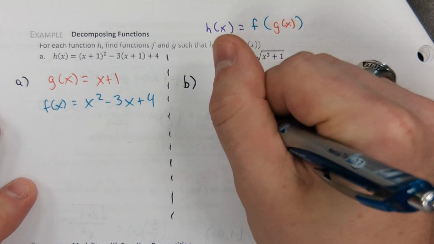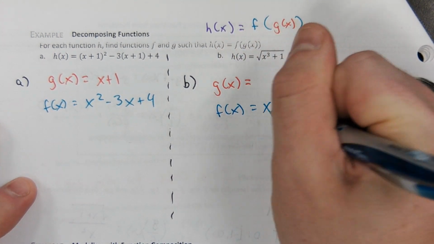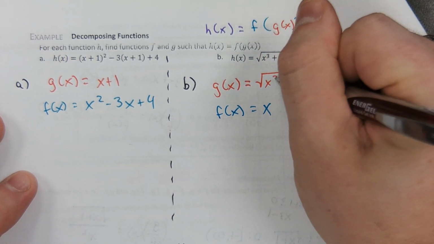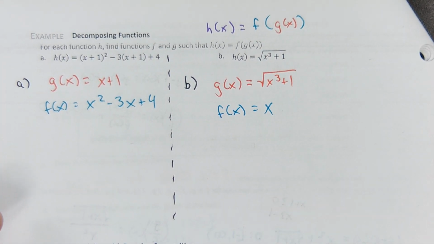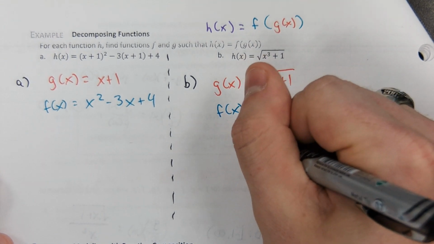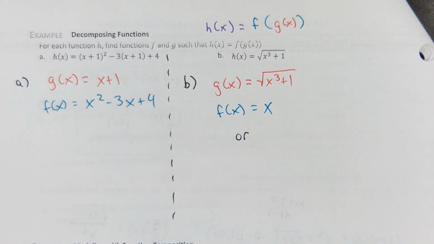She said f of x could have just been x, and then said that g of x was the square root of x cubed plus 1. She's absolutely right. Technically that works. That's okay. That's not what I was hoping for though. So let's see what looks like got plugged into something else.